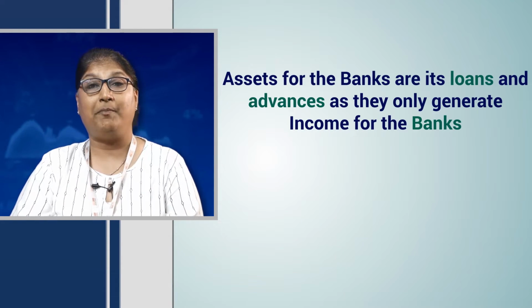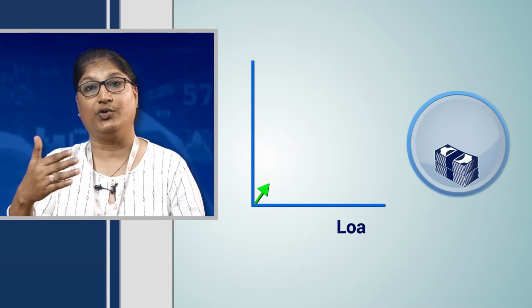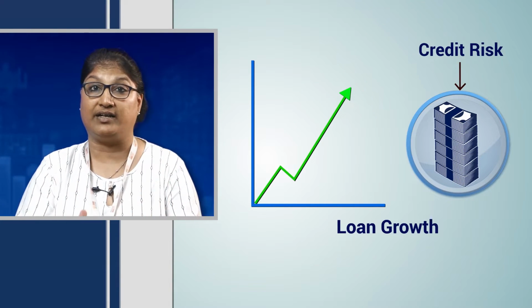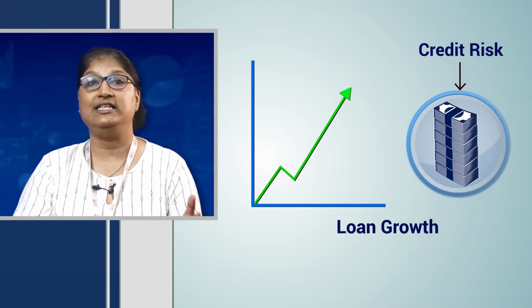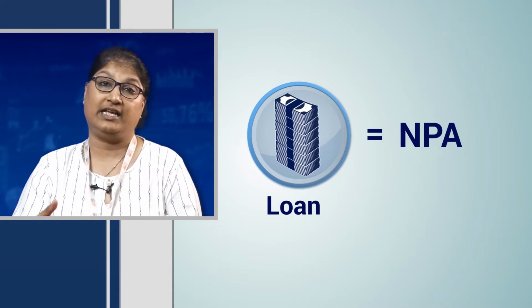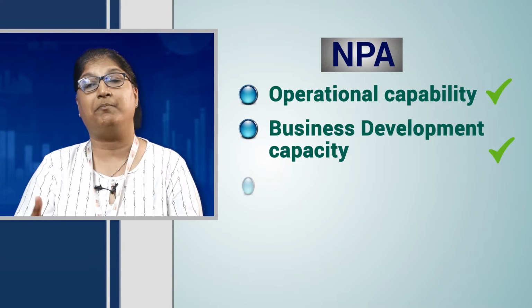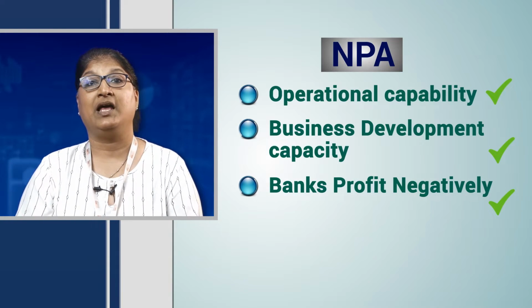banks. When a bank undertakes aggressive loan growth, it may sometimes overlook the credit risk undertaken and thus these loans may turn into NPAs in the future. An asset like loans and advances of the banks becomes an NPA when it stops generating any income for the bank. An NPA affects the bank's operational capability, business development capacity and bank's profit negatively.